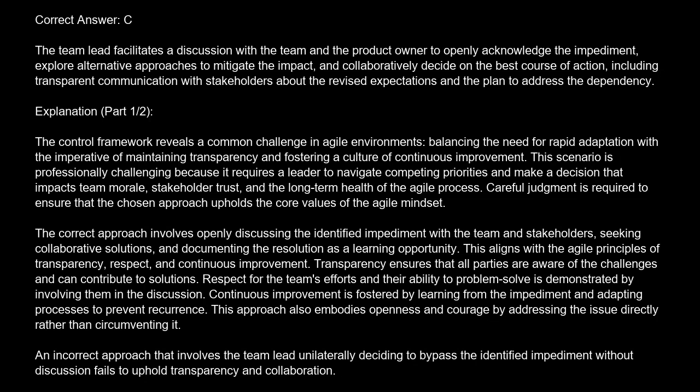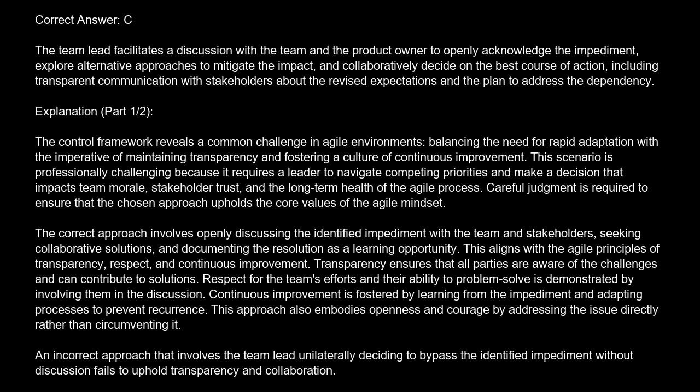The correct answer is C. The team lead facilitates a discussion with the team and the product owner to openly acknowledge the impediment, explore alternative approaches to mitigate the impact, and collaboratively decide on the best course of action, including transparent communication with stakeholders about the revised expectations and the plan to address the dependency.